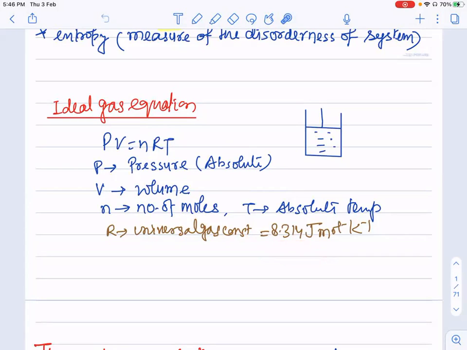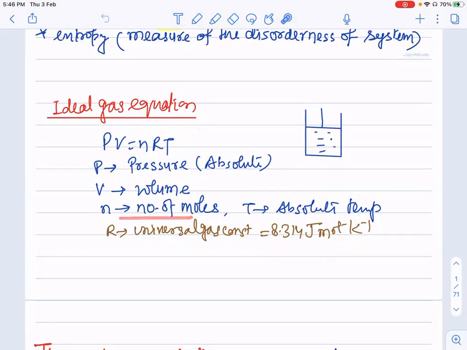Can you read it? How will the unit come from here? Send n and T of R to the denominator. P into V is nothing but work done also, so its unit is joule, so the unit is joules per mole per Kelvin. The unit can be found out from this relation.